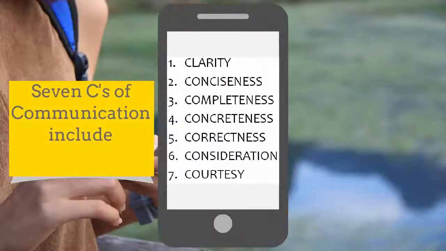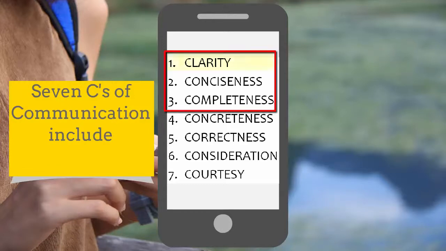These are succinctly put into the 7 C's of communication, which are clarity, conciseness, completeness, concreteness, correctness, consideration, and courtesy. This lecture covers a detailed description of the first 3 C's: clarity, conciseness, and completeness.